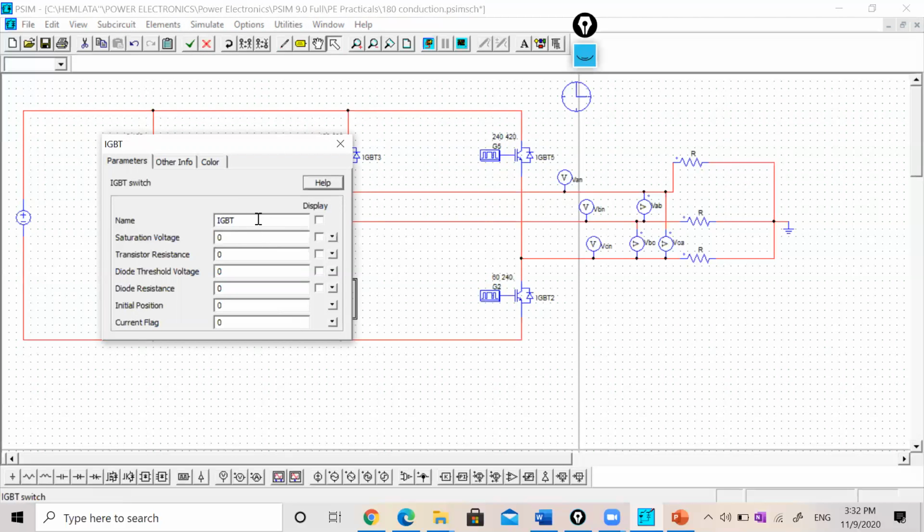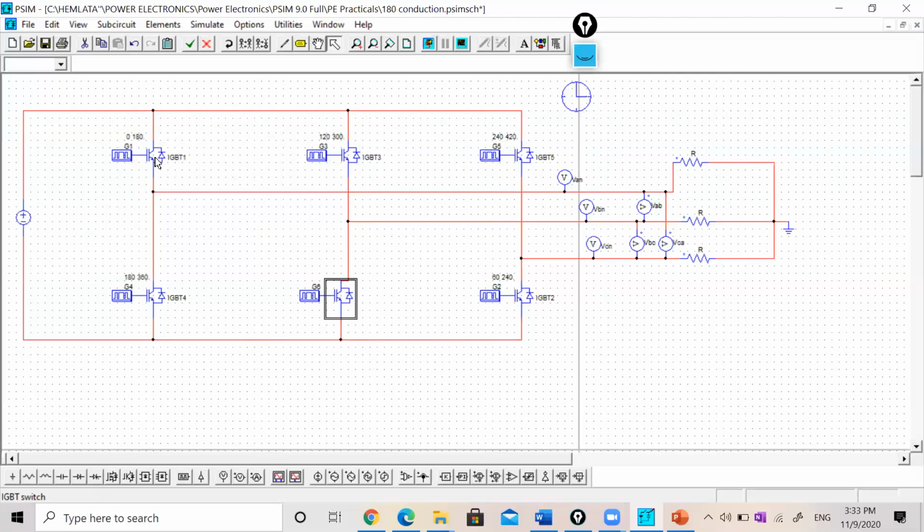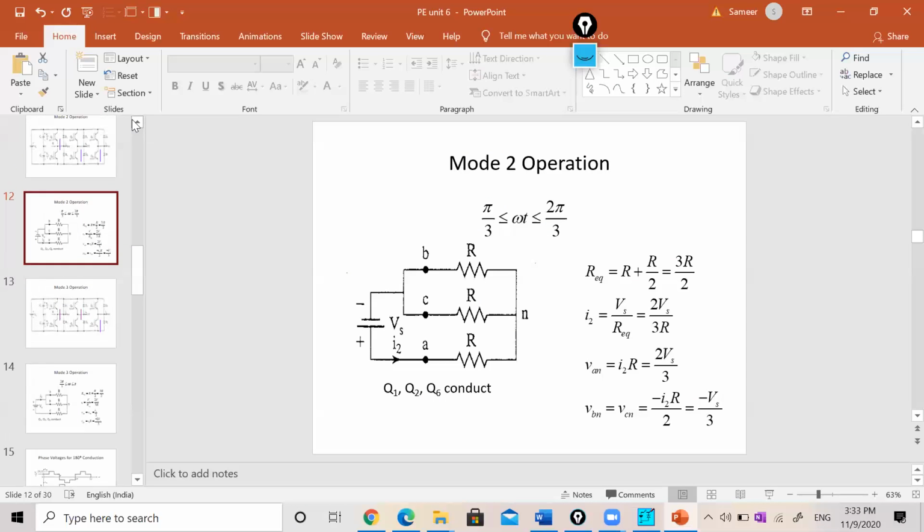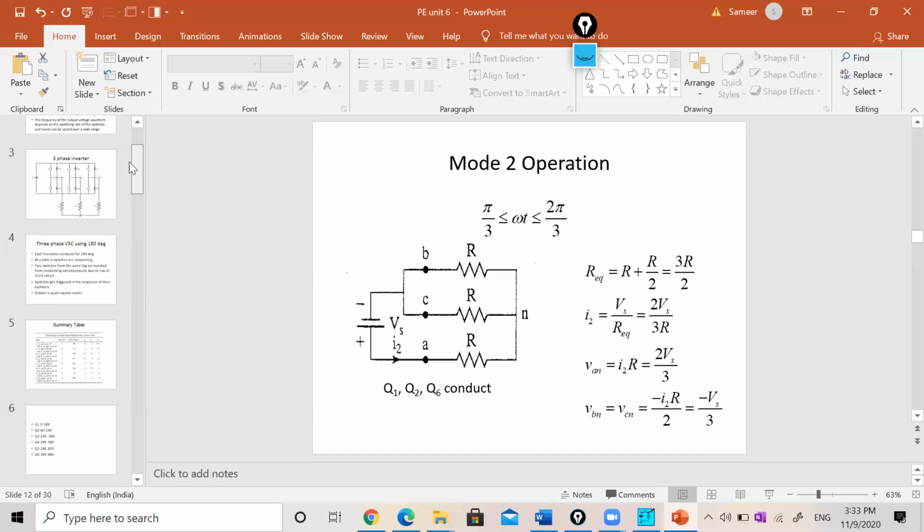The principle that we are following here is that no two transistors from the same leg can conduct at a time. That means IGBT 1 and 4 cannot conduct at the same time because it can cause a short circuit. Plus, no three transistors from the upper half or lower half will conduct at a time. In 180 mode, three transistors are conducting at one time, either two from the upper half and one from the lower half, or vice versa. Now we will see the detailed explanation of this particular circuit.